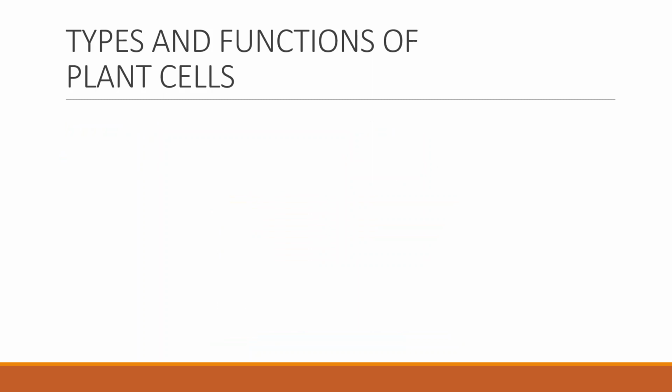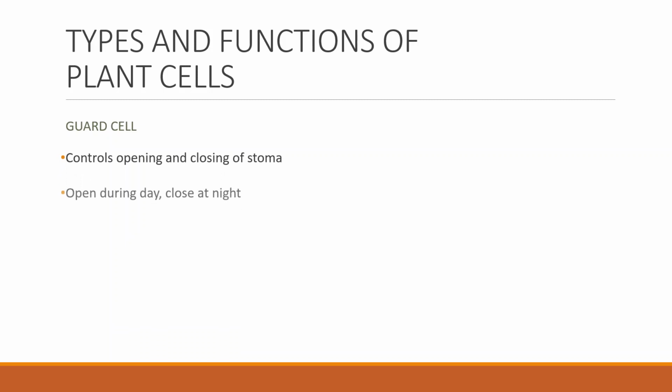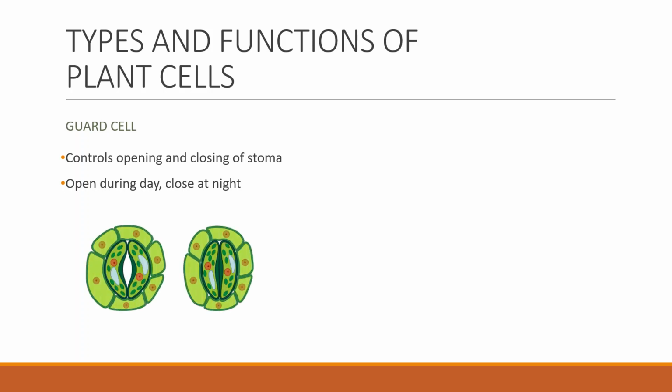So next up, we have the guard cell. The guard cell controls the opening and closing of the stoma, as I have said before in the previous slide. It opens during the day and closes during the night. So the guard cells look like this, these two things over here, right? The bean-shaped cells. This condition is during the day when the stoma is open, and this is the closing of the stoma at night, usually in general.